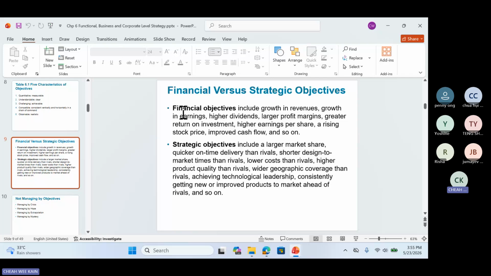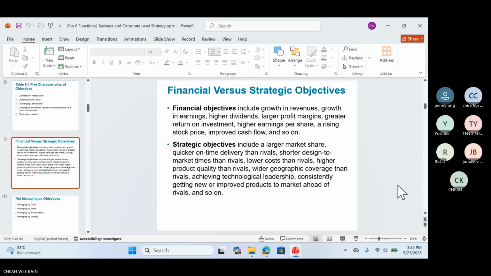Okay, now I like to use the word corporate strategy. Chapter 5 is corporate strategy. Okay, chapter 6 is functional business, or functional level strategies. So chapter 5 is up and chapter 6 is the second or third level of the chain of command.